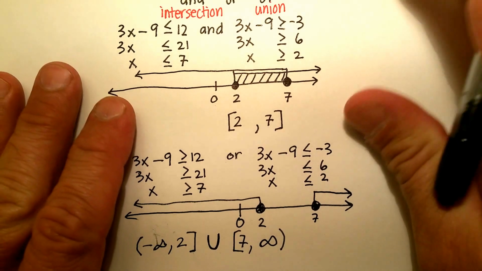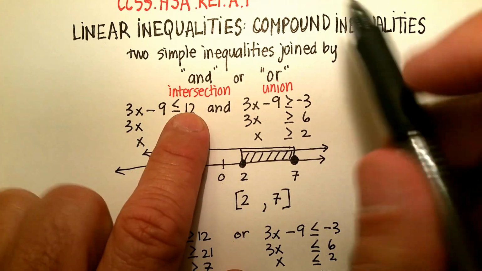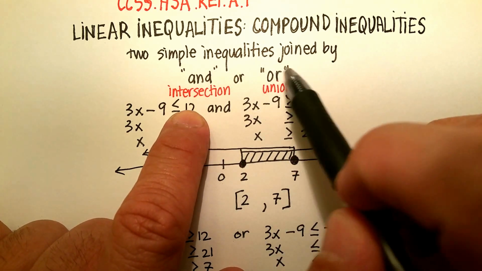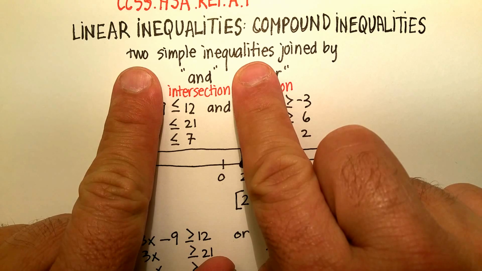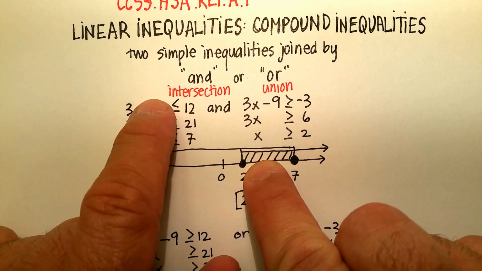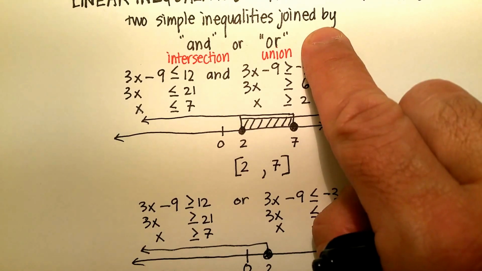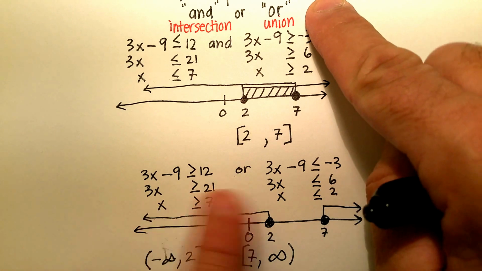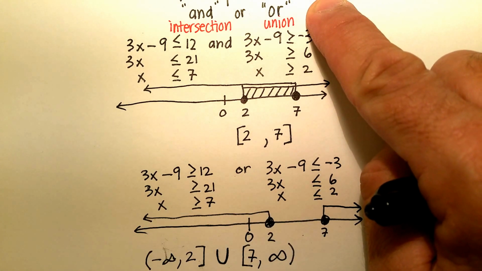So I hope that was helpful. Again, the thing to remember is that compound inequalities are simply two simple ones that are joined together by the word and or or. And implies that there's an intersection, a common answer that works in both. Or, union, means that one or the other of the inequalities will fit and satisfy one of those. So I hope that was helpful.